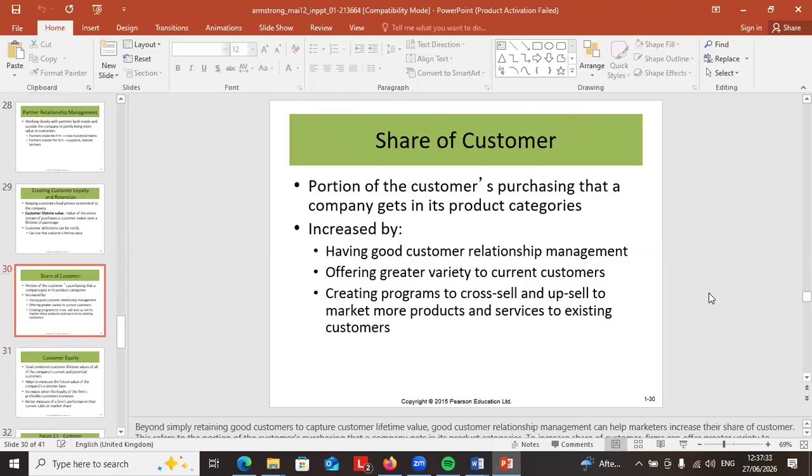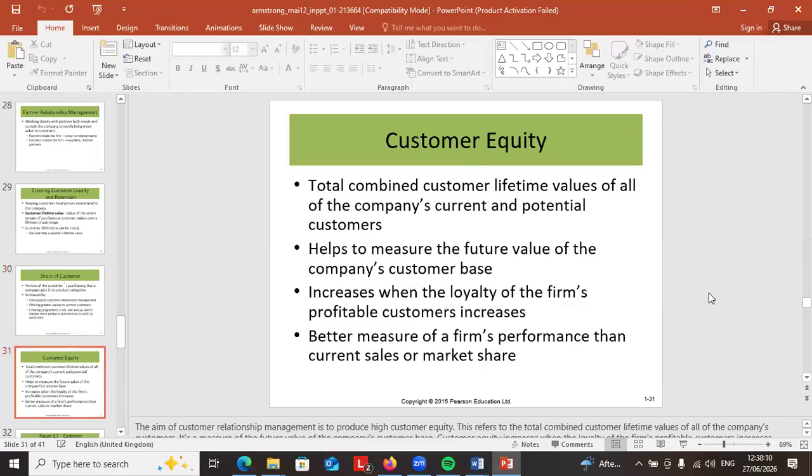But let's first look at the share of a customer. This is said to be the portion of a customer's purchasing that a company gets in its product categories. And this can be increased by having good customer relationship management, offering greater variety to current customers, and creating programs to cross-sell and upsell to market more products to existing customers. But as I said earlier on, the customer lifetime value and the share of the customer as a concept feed into what is referred to as customer equity.